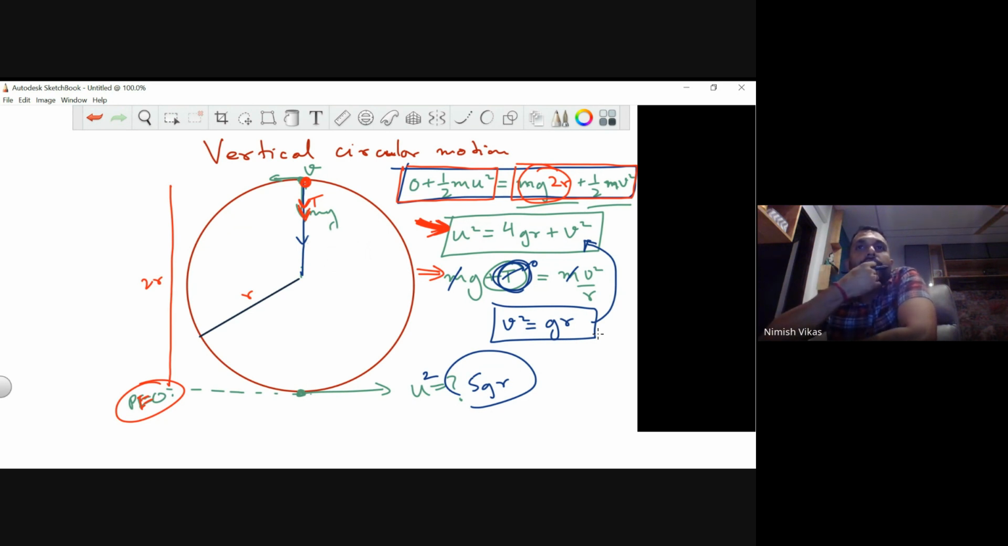Is that clear? So v square is gr. You put that v square gr in this equation, you'll get that u square is equal to 5gr. Now my question is, if u square was equal to say 3gr or 4gr, if u square was equal to 3gr, where will the string become loose?